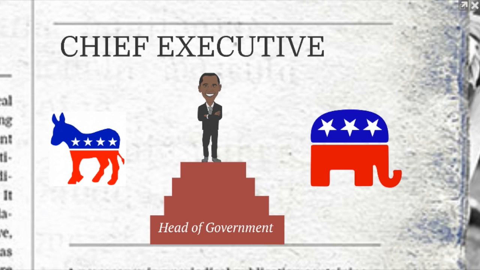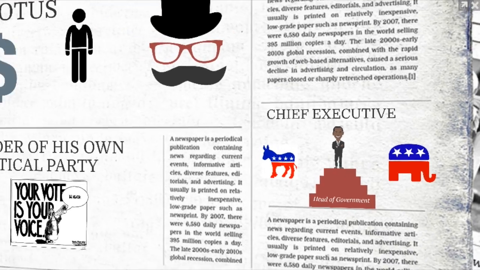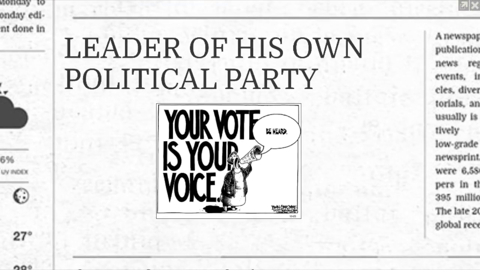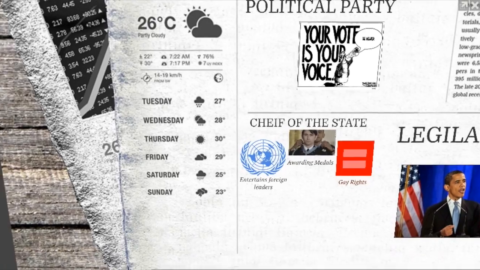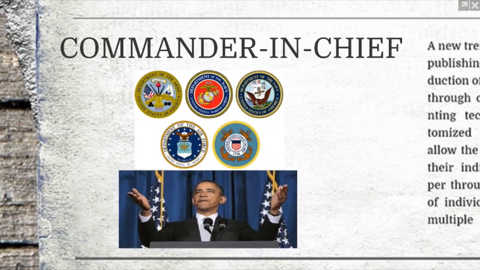The President is also the chief executive, which makes him in charge of the government while making the laws enforced. While being the head of the government, the President is also the leader of his political party and also helps campaign and endorse his party. As Commander-in-Chief, the President is in charge of all armed forces. He is responsible for raising, training, supervising, and deploying all these forces.